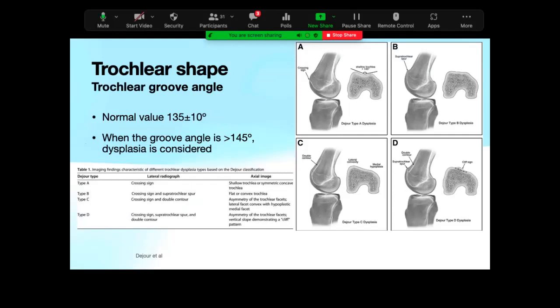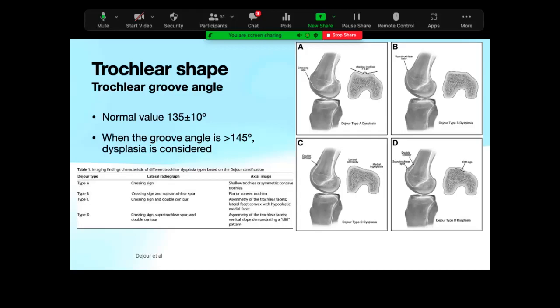The most important measurement, the single factor that can influence chronic patellar instability, is trochlear dysplasia or trochlear shape. The normal trochlear groove angle, as Dr. Bhadra already mentioned, is 135, 136 plus minus 10 degrees. Any measurement over 145 degrees is considered trochlear dysplasia.